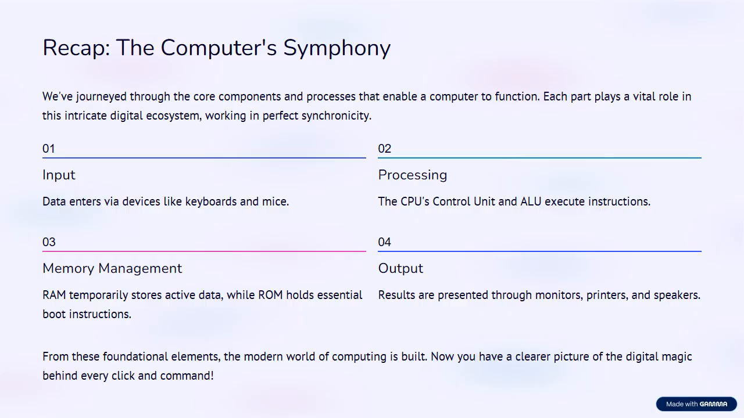In conclusion, a computer works by following the input, process, output cycle. Input devices provide data, the CPU processes it, memory stores it, and output devices display the result. All components work together to make the computer useful.